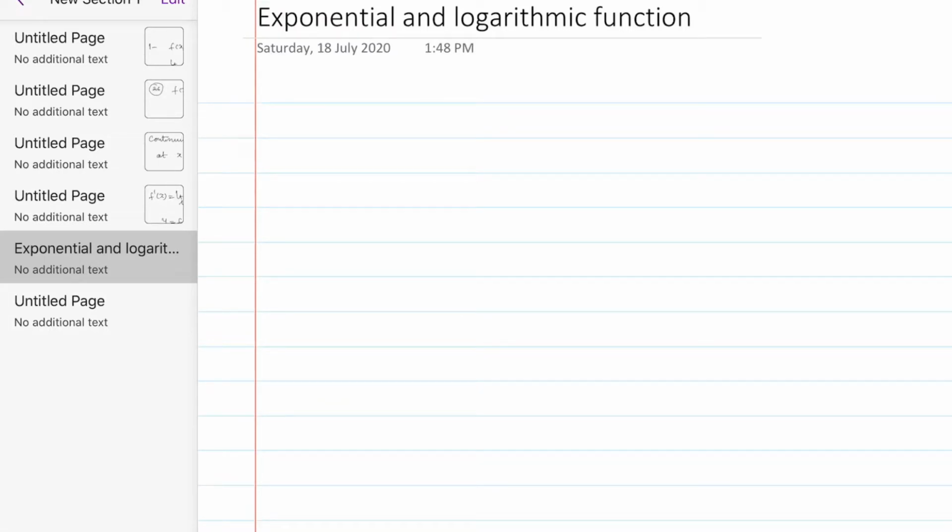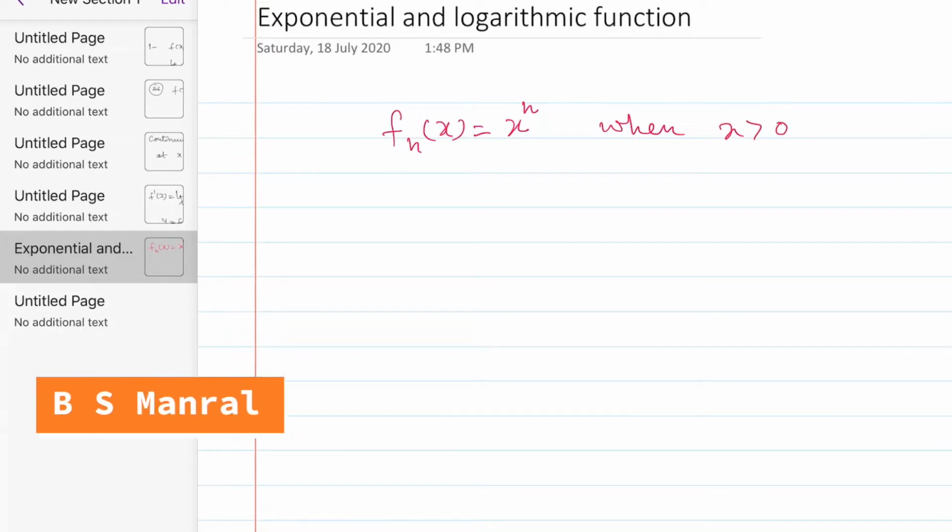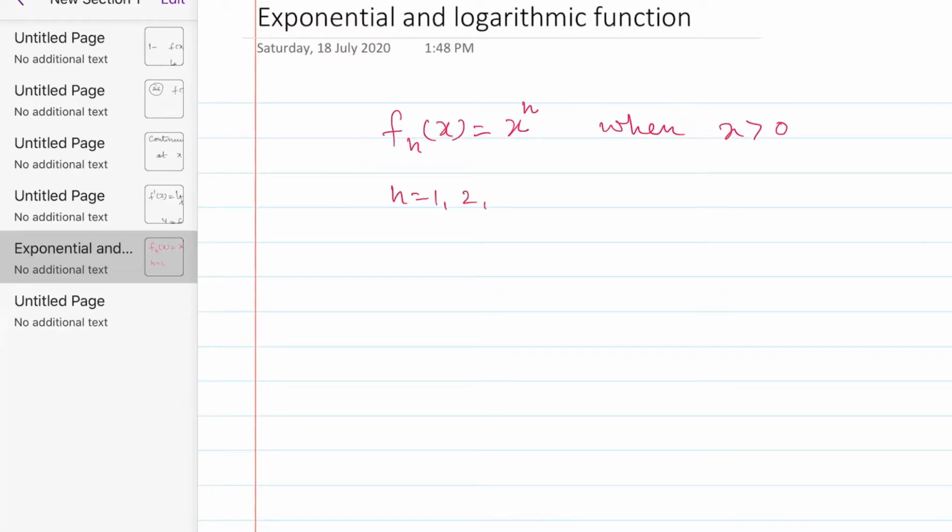Consider a function f_n(x) is equal to x raised to the power n when x is greater than 0, where n is a natural number, like n is equal to 1, 2, 3, etc. At n is equal to 1, 2, 3, the value of the function will be x, x square, x cube. When n is 4, it will be x to the power 4, and so on.